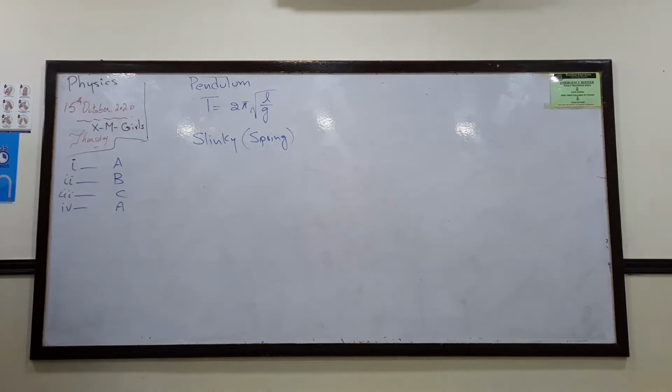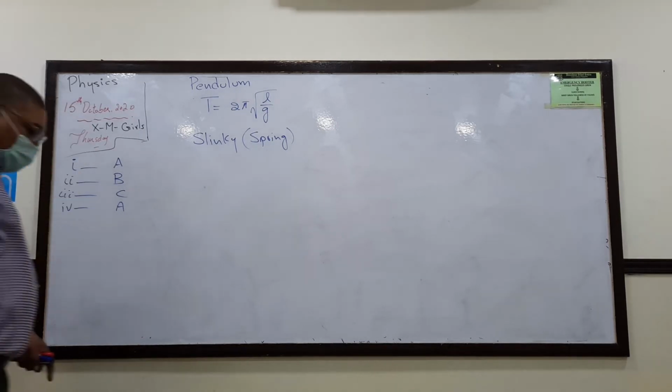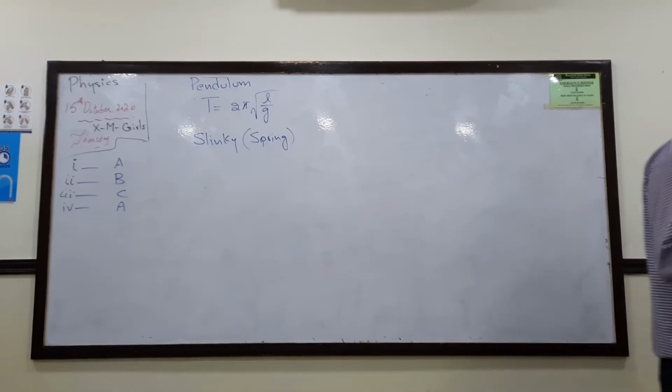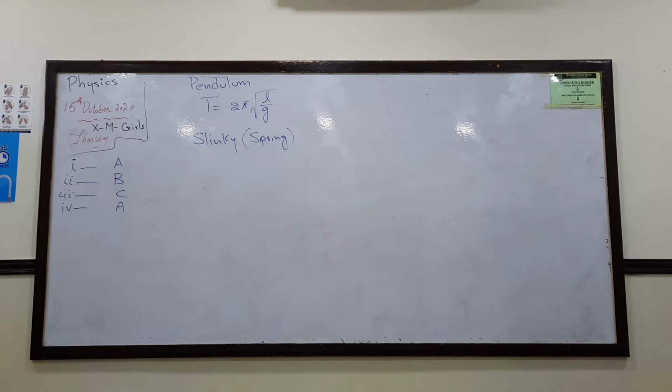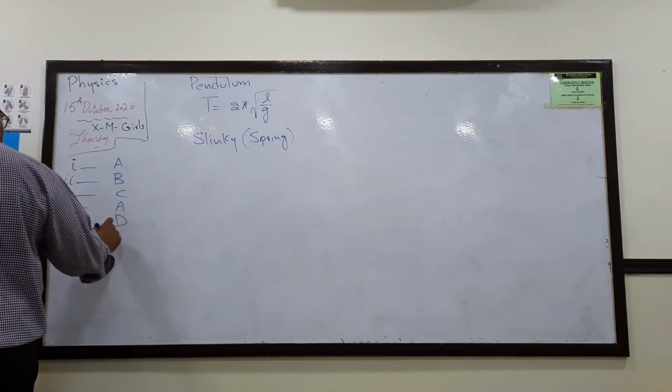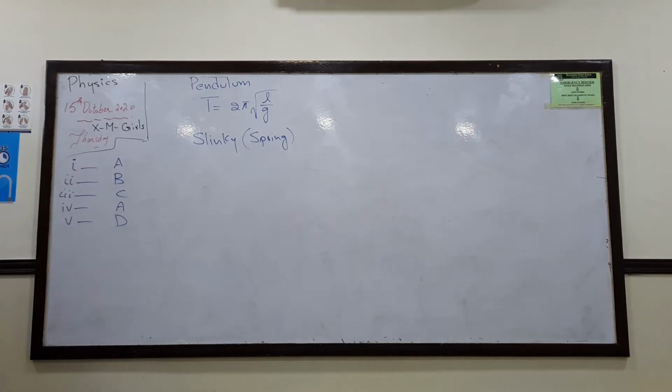Which of the following is a method of energy transfer? A, conduction, B, radiation, C, wave motion, D, all of these. Conduction transfers thermal energy. Convection transfers thermal energy. Waves transfer mechanical energy. So they all transfer energy. So what is the choice? D, all of these. So for the fifth, D is the choice, all of them transfer energy.